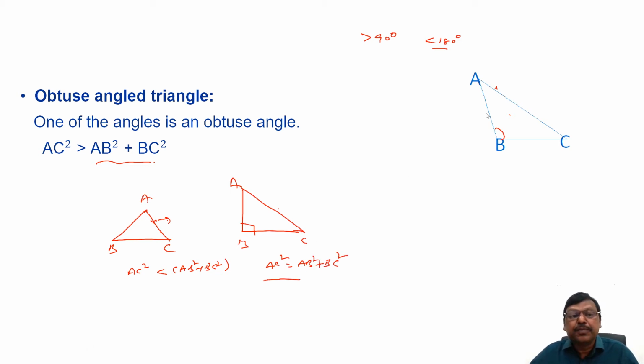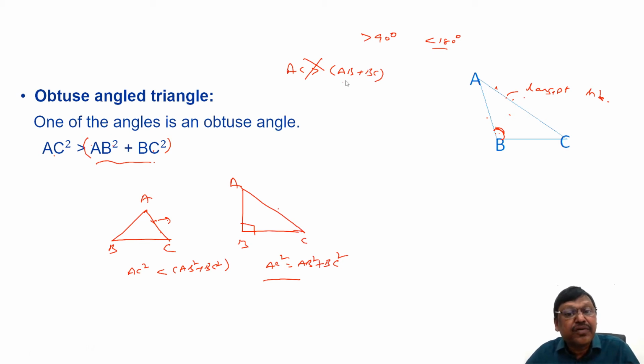And if you observe the obtuse angle triangle, obviously if angle B is obtuse angle, that is more than 90, this is the largest angle. So AC is the largest side. So AC square is greater than AB square plus BC square. So the largest side of an obtuse angle triangle, its square is greater than the sum of the squares of the other two sides. Please remember, I am not saying AC is greater than AB plus BC. What I am saying is AC square is greater than AB square plus BC square.